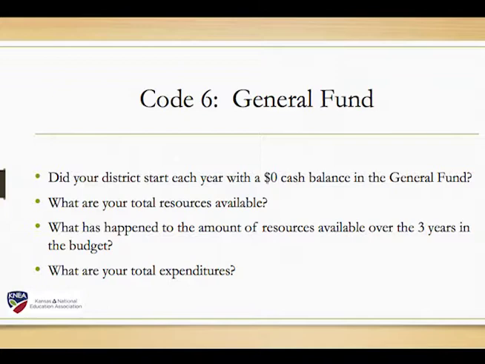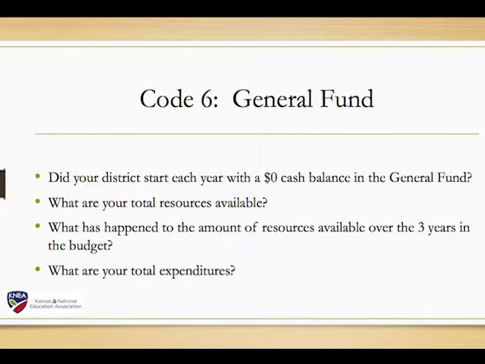The other thing that you'll want to look at is down toward the bottom of the page, what are the total resources available to the district to spend on educational services for the students? And again, if you remember earlier, we talked about the pots of money. The general fund, the local option budget, those are the resources that come in that are provided. What has happened to the amount of those resources over the 3 years in the budget? Have they gone up? Have they gone down? Have they stayed pretty much the same? Those are things that you want to familiarize yourself with.